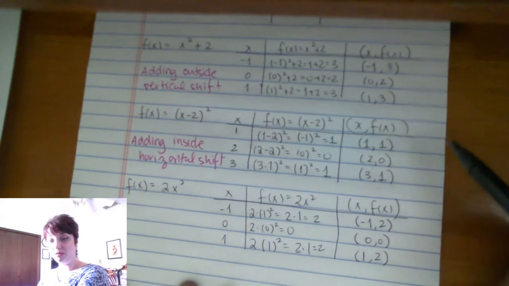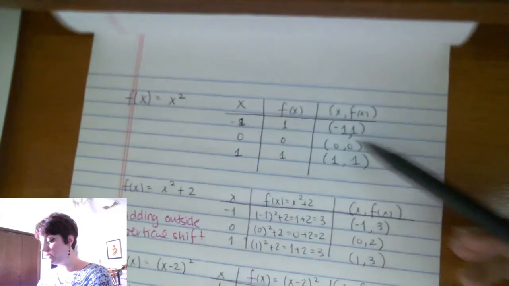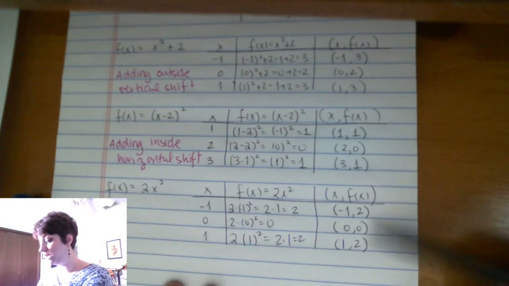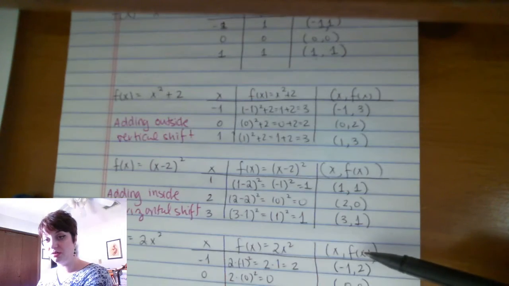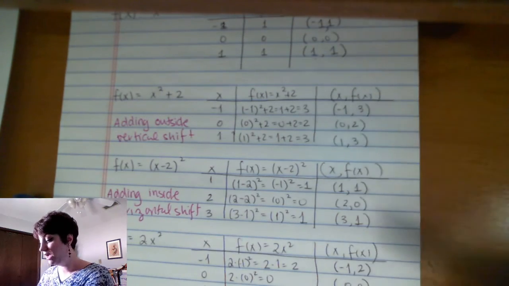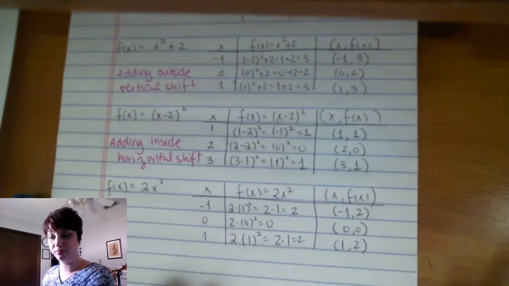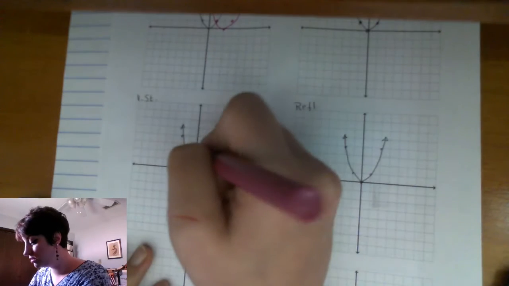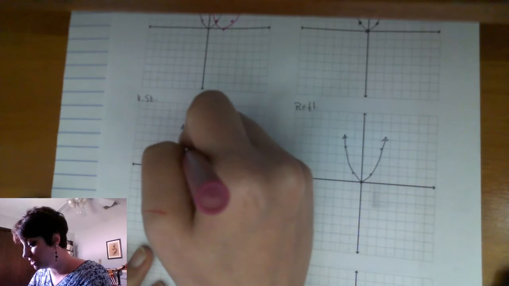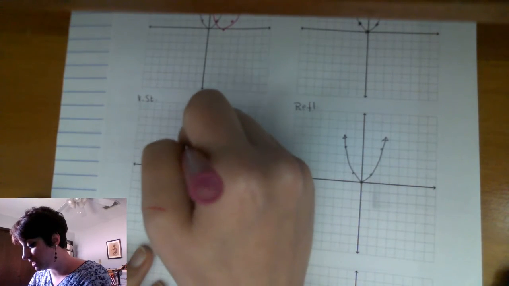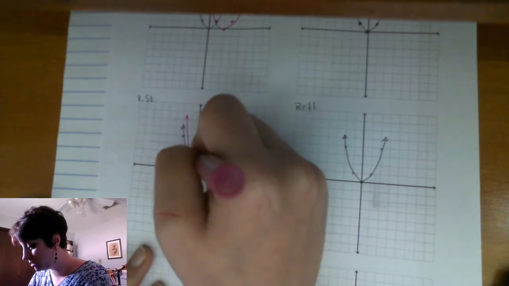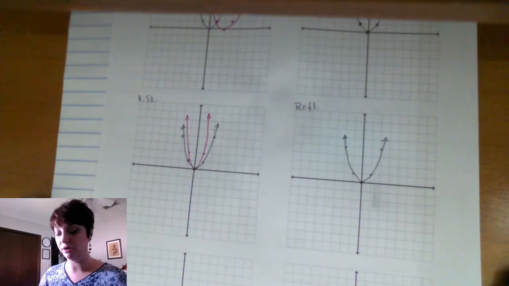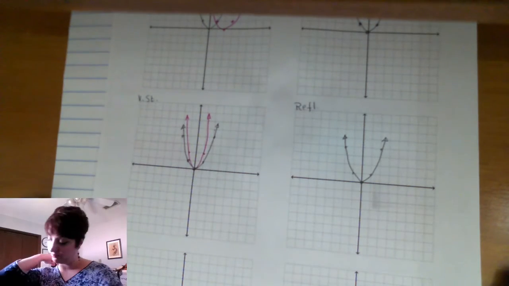So again, the x values aren't different from my original parabola. It's the y values that have changed. Instead of 1, 0, 1, I have 2, 0, 2. So that's what we call a vertical stretch. And stretch because you can kind of think of it as Gumby. You're just stretching it out. You're not moving it anywhere. You're just, you know, silly putty.